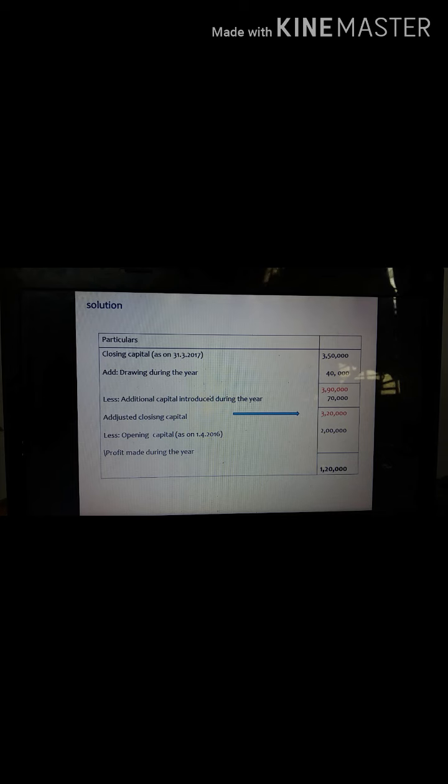After finding the adjusted closing capital, from it you are going to minus the opening capital. The opening capital is 2 lakh. So 3,20,000 minus 2 lakh, you get 1,20,000. This is what we had to find out, the amount of profit.